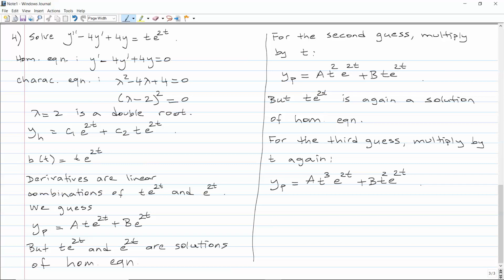And now we are fine, this should work, since both functions, t cubed e to the 2t and t squared e to the 2t, are not solutions of the homogeneous equation.